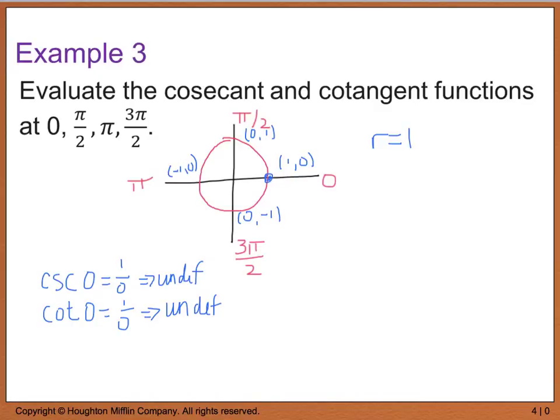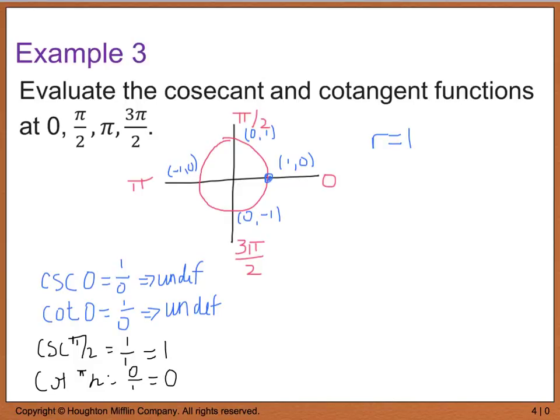Now if we look at pi over 2, cosecant of pi over 2 is going to equal 1, which is my r value, divided by my y value, which is 1. So I get a value of 1. Cotangent of pi over 2 is going to give me x divided by y, or in this case, 0 divided by 1, which is 0.